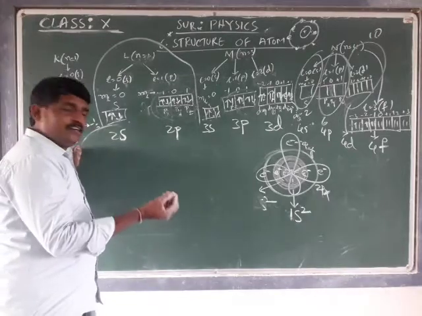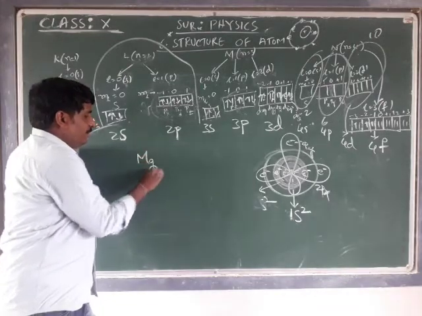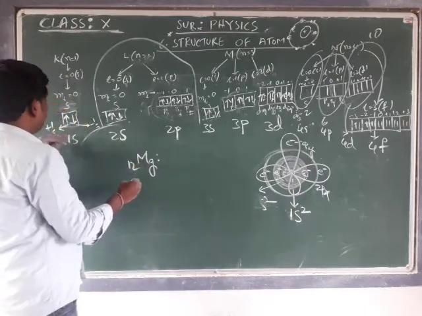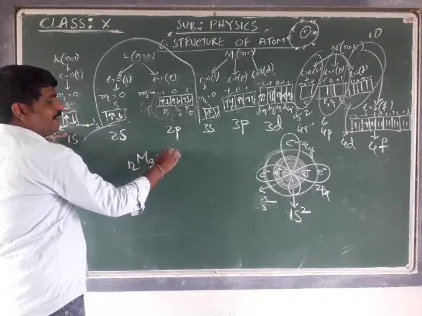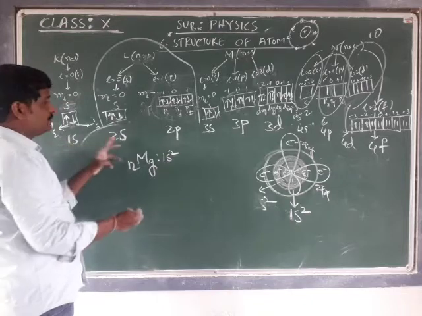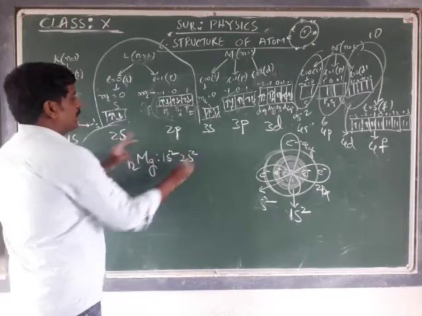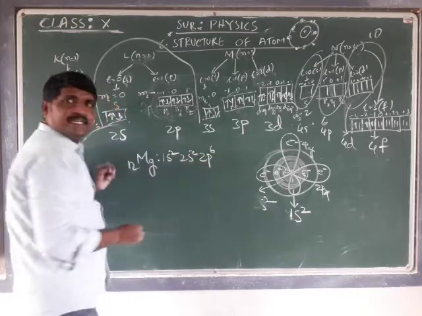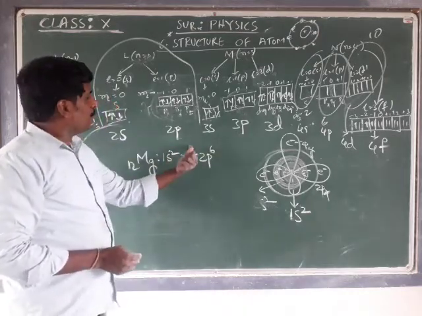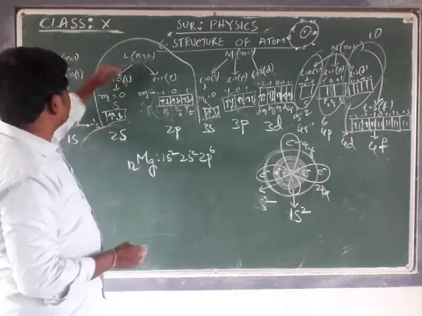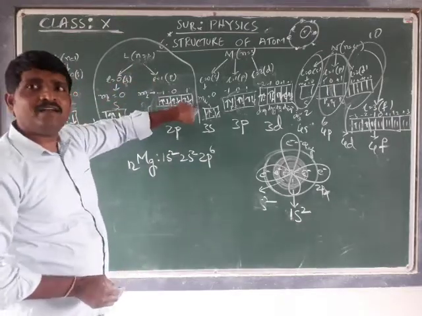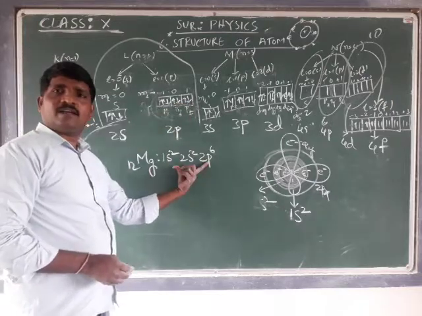Now if we take one more example, that is magnesium. The atomic number of magnesium is 12. How to write? In 1s I can fill 2 electrons, and in 2s 2 electrons. In 2p, how many electrons can I fill? 6 electrons, 2p6. So 1s2, 2s2, 2p6. Up to here 10 electrons are finished.